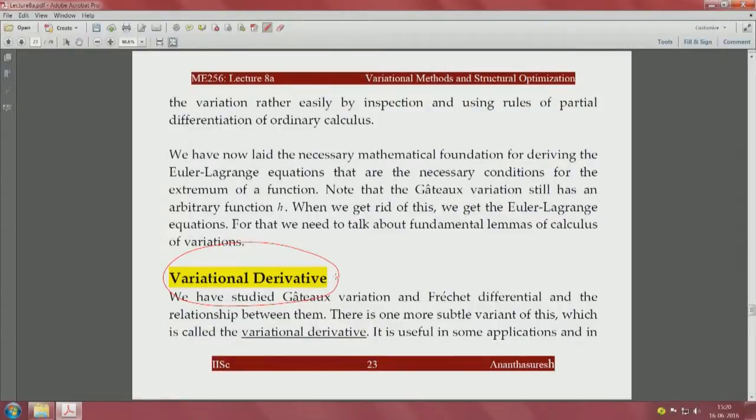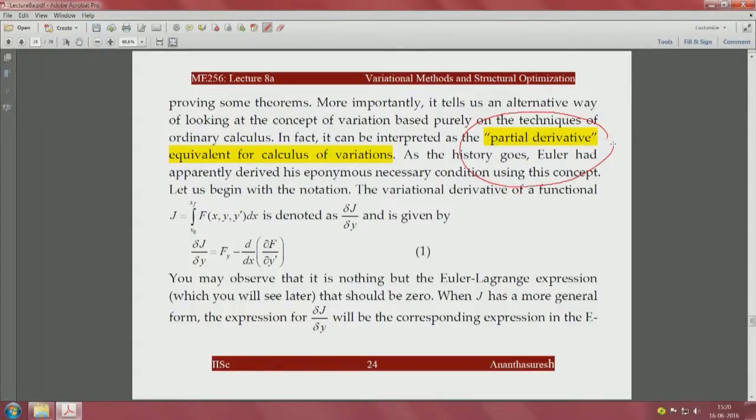Okay. There is another very interesting concept, the variational derivative. We discussed Gâteaux variation and Fréchet differential. Now, the third one, variational derivative, which is very important, and in fact, this is how, as history says, Leonhard Euler had derived his equations for the necessary condition. Again, you should read the notes to understand the details, but he had simply used the notion of partial derivative. How did he do that?